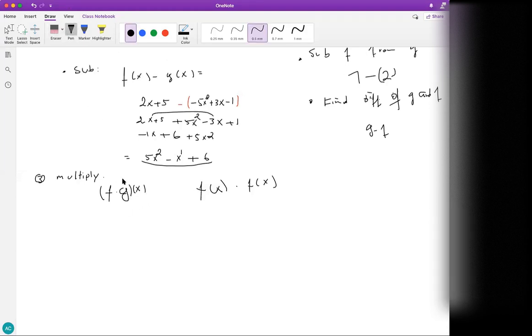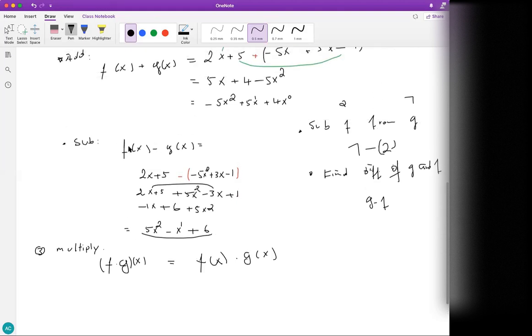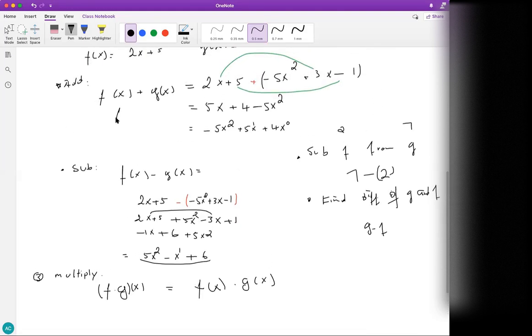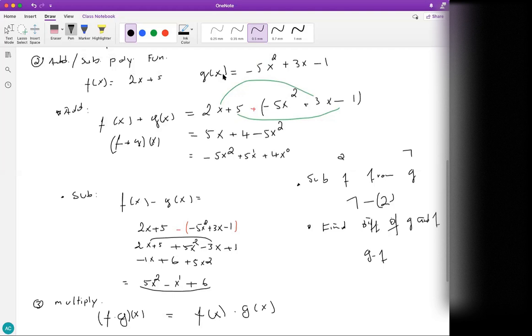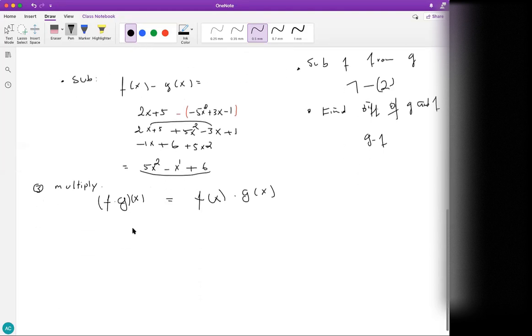So it could be written either like this, or it's also the same as f times g. Either one is fine. Same thing with addition or subtraction. This is the same as saying f plus g of x. We can write them separately, or we can write them together and of x. So this means of x. It does not mean multiply. It just means they both have x as a variable, the same variable. So let's see how to multiply this.